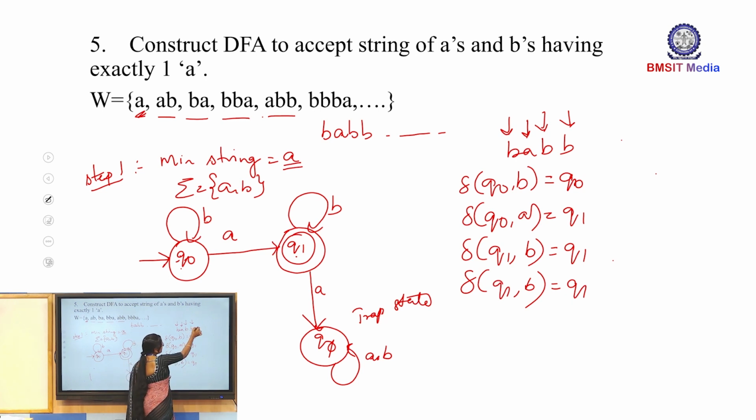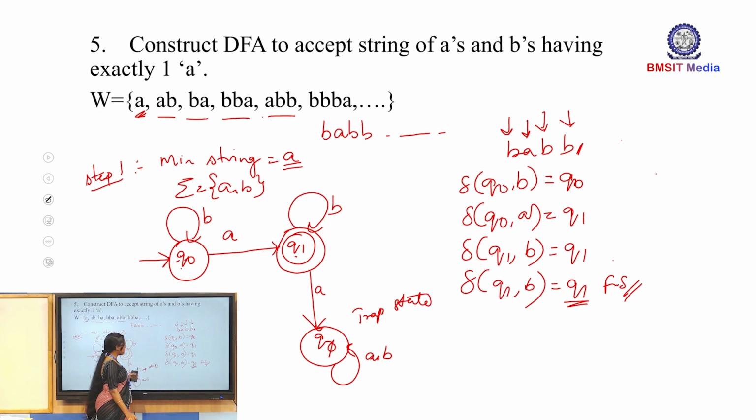Do I have any other input? Since I don't have any other input, this is the end of my string. At the end of the string, after accepting all four symbols, it is present in the final state. And since it is in the final state, I can tell that this string is valid and it is accepted by the DFA that is constructed.